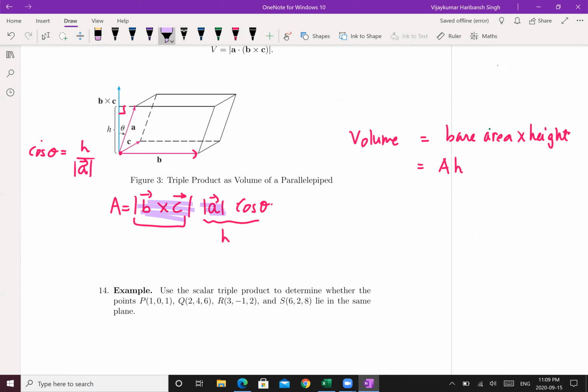So this is simply nothing but A dot B cross C. Here we get a convenient formula for finding the volume of the parallelepiped. Now, why are we using the absolute value sign? Because cos theta could be negative, right? So in that case, we should put an absolute value sign because volume is positive. So this is your volume V, given by A times h, which actually translates to the triple product.